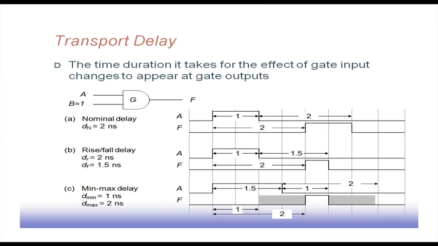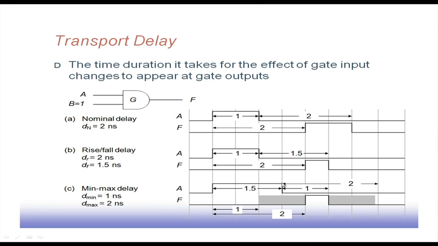Also, there is another type of delay model which is known as min-max delay. In min-max delay, a range of time is specified: d min is 1 nanosecond and d max is 2 nanoseconds. It says that when this value changes at this point, the output will change between these two times; minimum it will take 1 nanosecond and maximum 2 nanoseconds. So the output has changed somewhere here, basically between 1 and 2 nanoseconds.